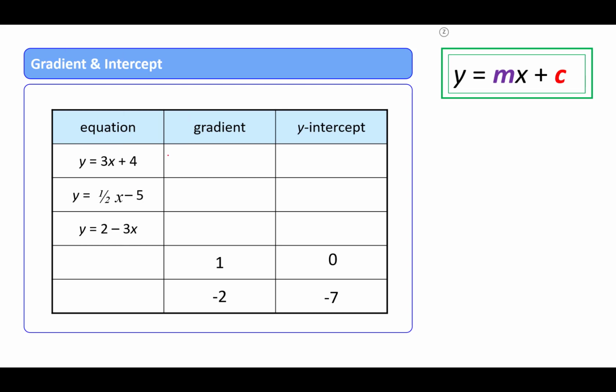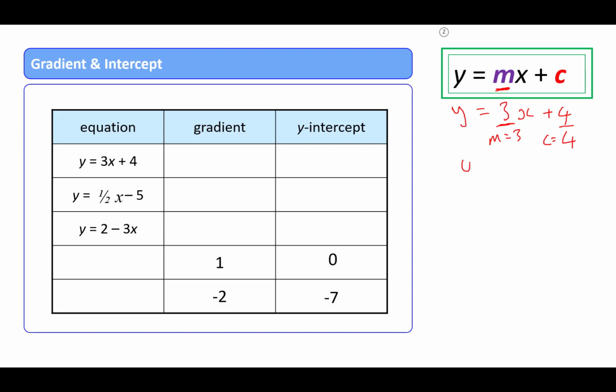So let's do this first question for you here so it makes sense. And I'm going to write it right underneath here. So that's y equals 3x plus 4. Can you see that 3 lines up with that m? So the number next to the x is the gradient, and the number on its own is the c, the y-intercept. So m equals 3 here, and c equals 4.